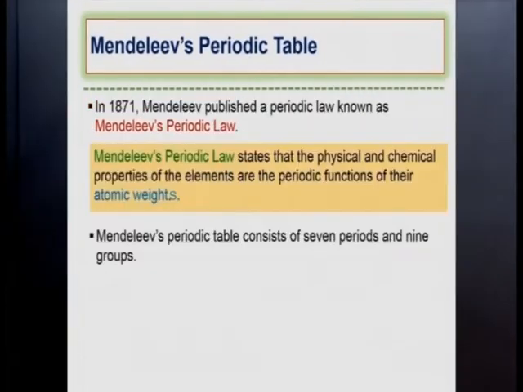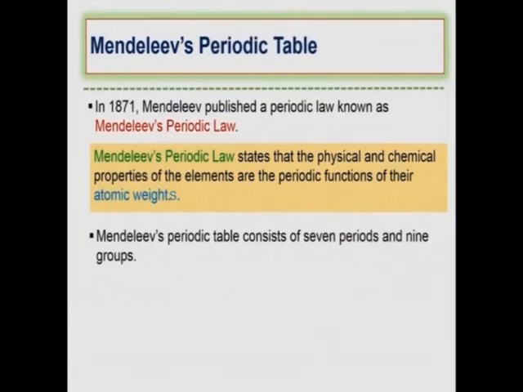In 1871, Mendeleev published a periodic table, and slowly it was called the Mendeleev periodic law. The law states that the physical and chemical properties of elements are a periodic function of their atomic weight, which means that elements with similar physical and chemical properties tend to reoccur, to come again and again after some time when elements are arranged based on atomic weight.